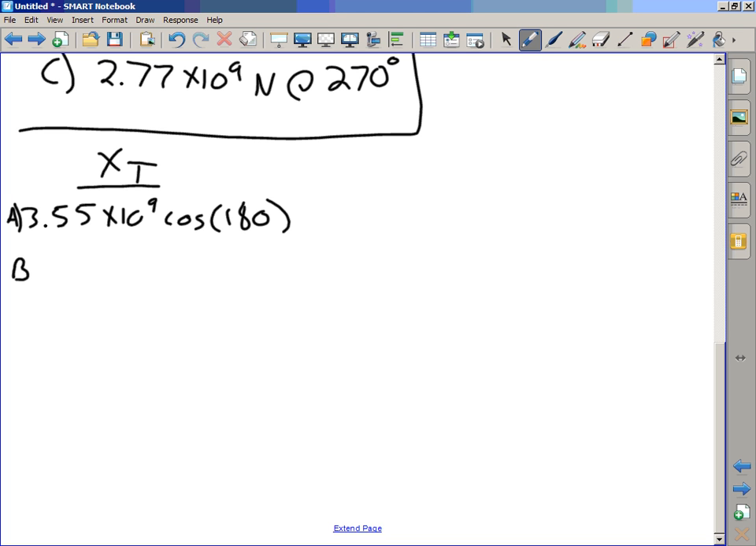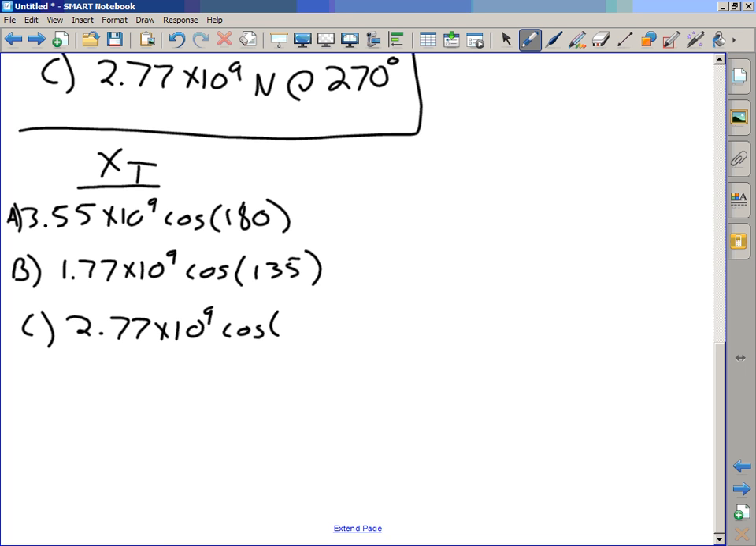B here is 1.77 times 10 to the 9th cosine. Please give me that angle, Emily. What's the angle for B, please? For B, it's 135. And then C, 2.77 times 10 to the 9th cosine 270. And so I'm going to add all those up. Please give me my x total.